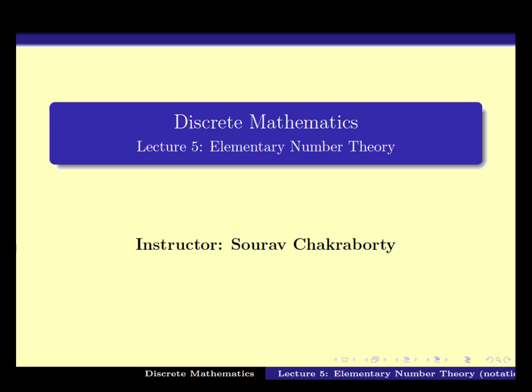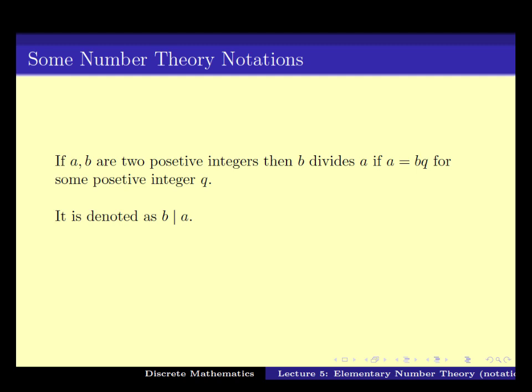Now, number theory is something that all of us have used or seen in our high school or colleges. We have seen integers and we have seen divisions. So let's start with this simplest operation that we have learned. Namely, if you are given two positive integers a and b, then we say b divides a if a can be written as b times q, where q is some positive integer.